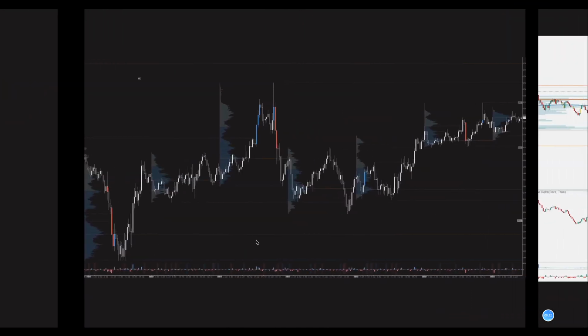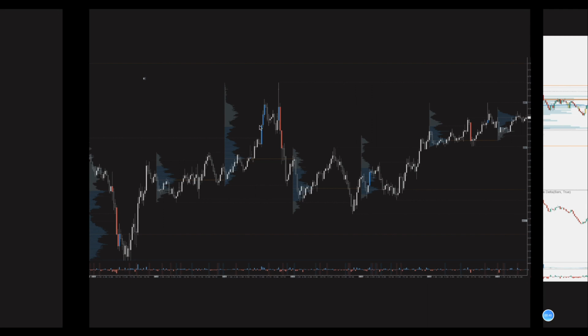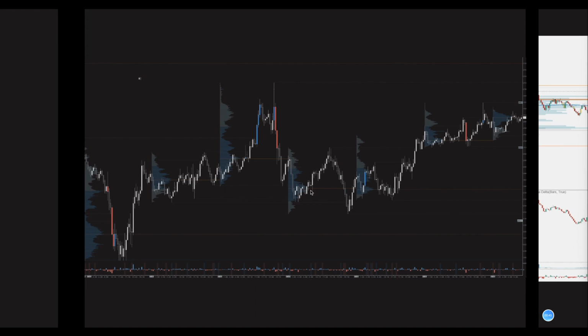So this is a chart of, I believe, this is ETH. Once again, you can see how the market is behaving around prior value areas, and when it comes to pickups in volumes.